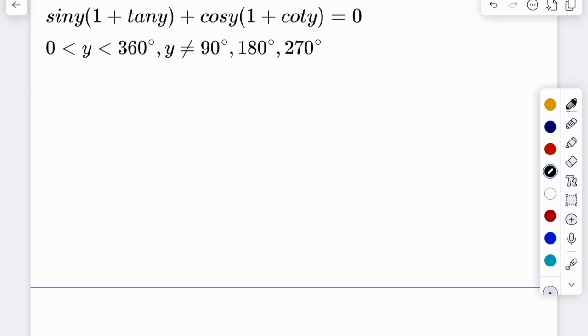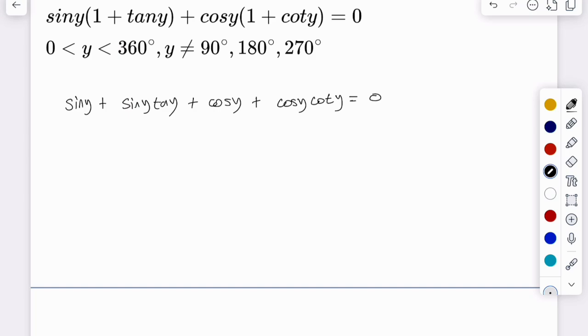Alright guys, now for this question we've got sine y times 1 plus tan y, plus cos y times 1 plus cot y, is equal to 0. And y is between 0 and 360, and it can't equal these values. So how do we go about solving this now? Well, let's expand it first. So we get sine y plus sine y tan y. I'm going to add cos y to that, and then we get cos y cot y is equal to 0.